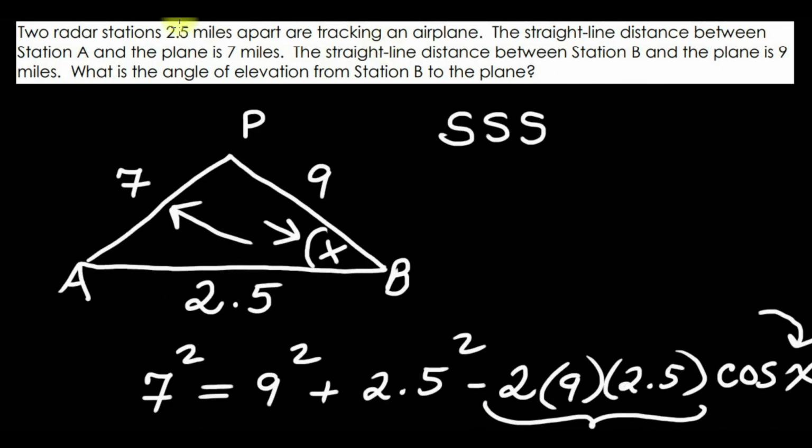Okay, so the angle of elevation from station B to the plane, which is this angle right here, station B to the plane looking up, is 32.0 degrees. And that is how you come up with the missing angle given three sides. You just use one of the formulas for the law of cosines and then plug in all the numbers and solve for the missing information.